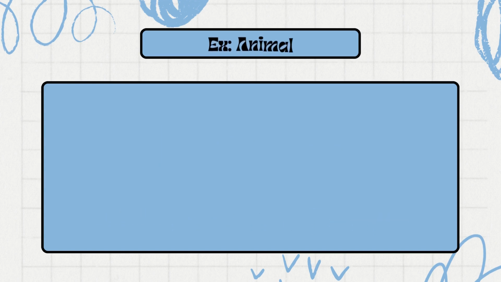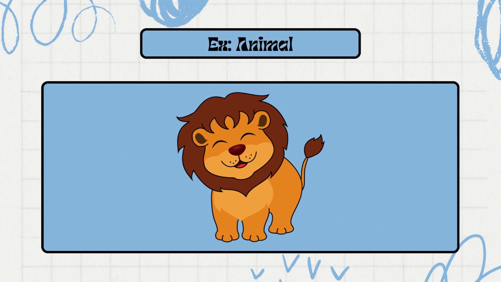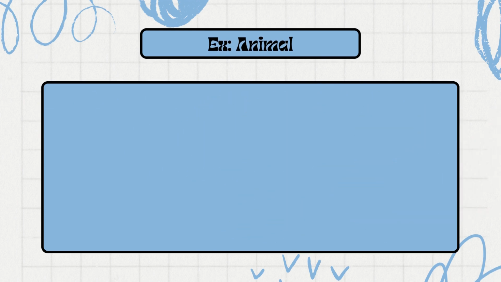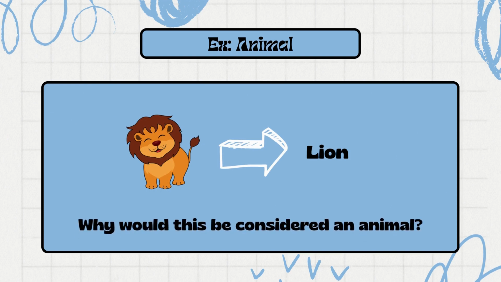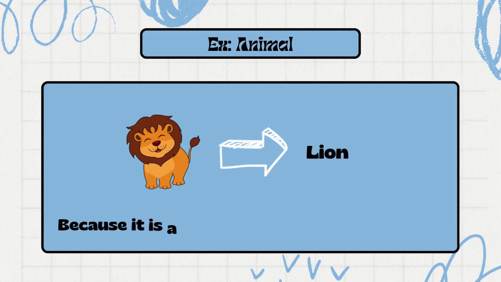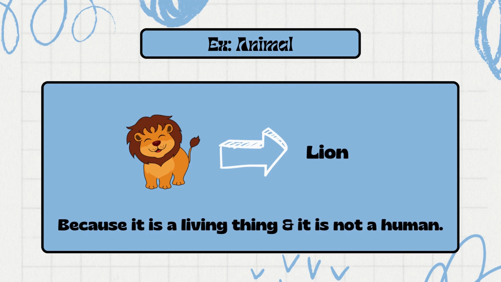Now we're going to move on to the example of an animal. What is this image right here? This image is a lion. And our question for this is, why would this be considered an animal? This will be considered an animal because it is not a human. This is not a human being.